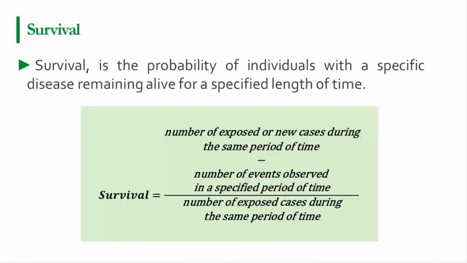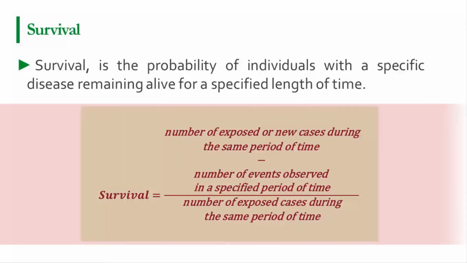In principle, survival is the complement of case fatality. Therefore, for a given period of observation, the sum of case fatality and survival should be equal to 1, or let's say 100%. The formula to calculate the survival is the number of exposed or new cases during a period of time, minus the number of events observed in that specified period, divided by the number of exposed or new cases during the same period of time.